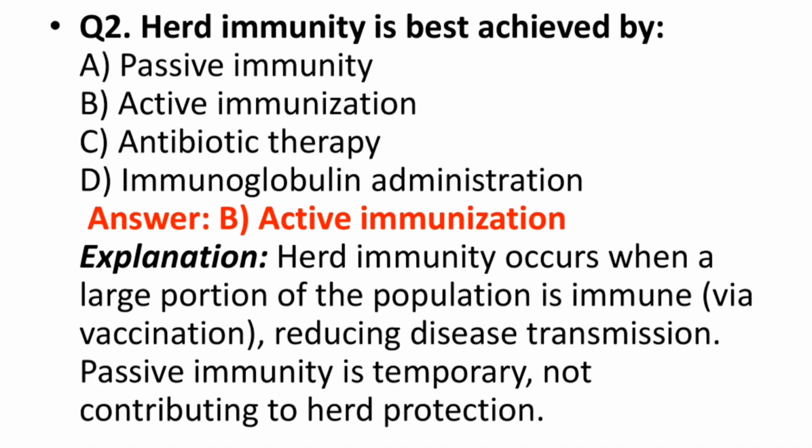Herd immunity is best achieved by option A passive immunity, option B active immunization, option C antibiotic therapy, option D immunoglobulin administration. The correct answer is option B active immunization. Herd immunity occurs when a large portion of the population is immune via vaccination, reducing disease transmission. Passive immunity is temporary, not contributing to herd protection.